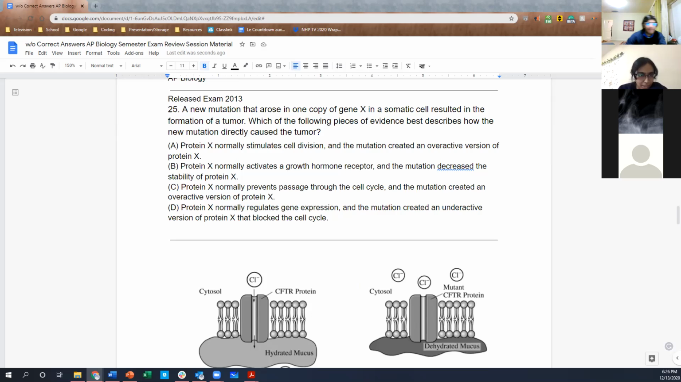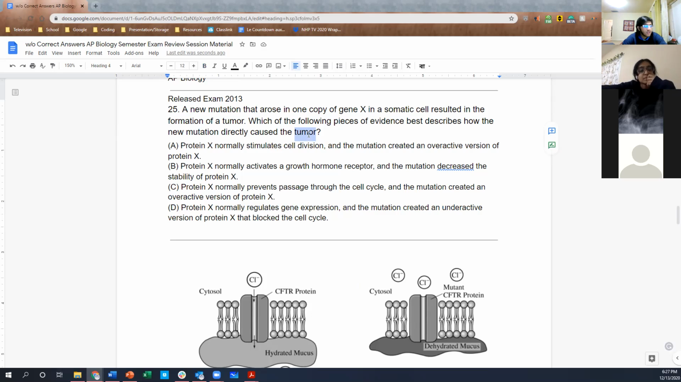A new mutation that arose in one copy of gene X in a somatic cell resulted in the formation of a tumor. Which of the following pieces of evidence best describes how the new mutation directly caused a tumor? Okay. So new mutation directly caused a tumor. So tumor has to do with, we talked about this earlier, not apoptosis, but?